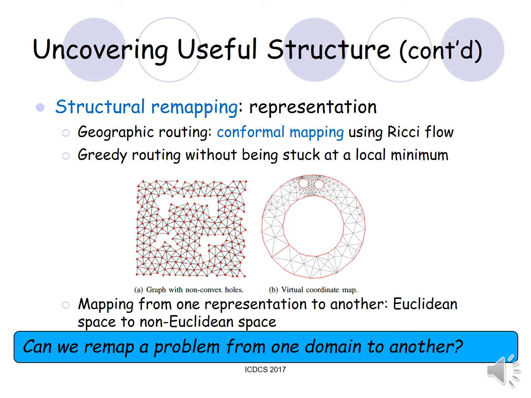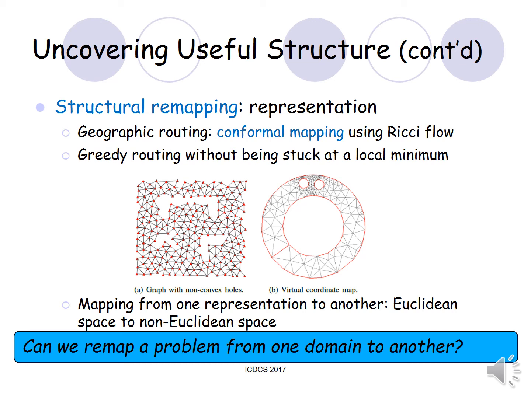Another way of uncovering structure is called structural remapping. The first example is a remap through a different representation, and a classic example is geometric routing. The left diagram shows a greedy type of geometric routing. Suppose you want to route a message from the left corner to the upper right corner. If you do a greedy approach, you may get stuck in the middle. You can imagine this hole like a lake, so you can get stuck in a local minimum.